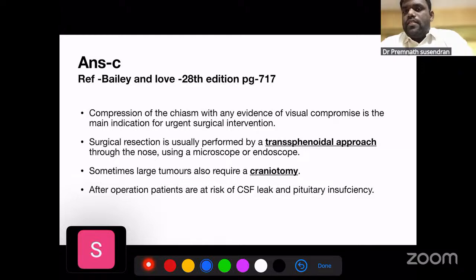The reference is from Bailey and Love. Compression of the optic chiasm with any evidence of visual compromise is the main indication for urgent surgical intervention. The surgical intervention is usually performed by the transsphenoidal approach through the nose using a microscope or endoscope. Sometimes large tumors also require craniotomy. So this is the so-called transcranial approach.